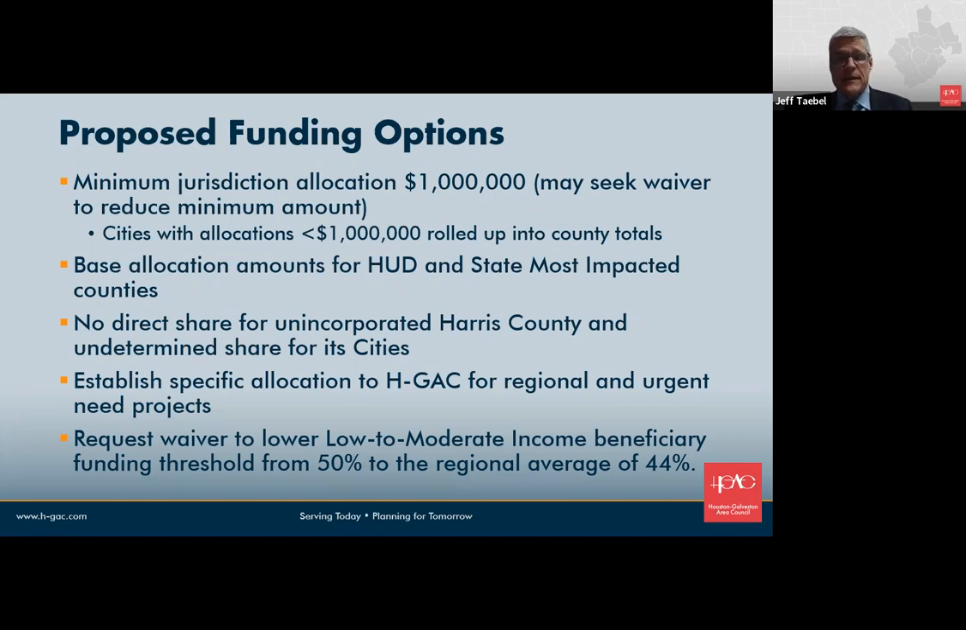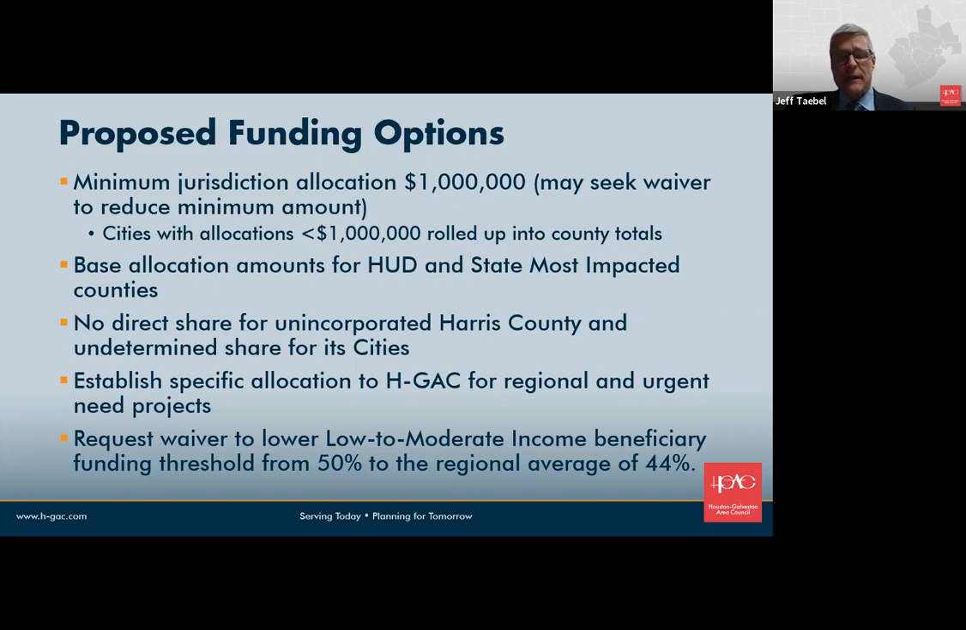Final thing is the current requirement of the General Land Office is that we must provide a low to moderate income benefit in the funding we allocate of 50%. And I'm going to take a minute to explain that a little bit further because it's a bit complicated, at least it is to me, but I will go through it slowly and hopefully it will be clear. You can certainly ask questions about it when I get done.